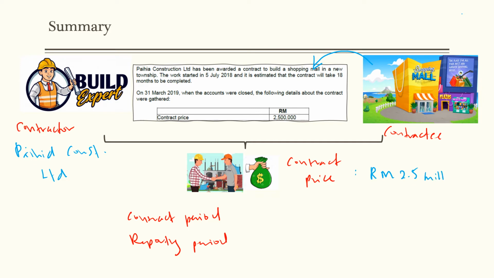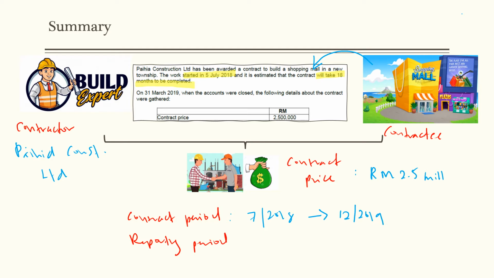Last but not least, we need to know about the contract period. Based on the question, the work started on 5th July 2018 and it is estimated that the contract will take 18 months to be completed. Therefore, it will start in July 2018 and is estimated to be completed somewhere in December 2019.